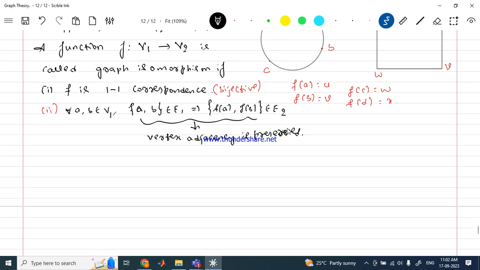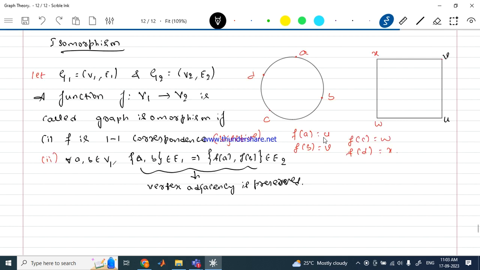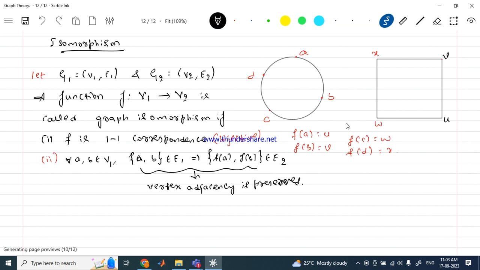What do you mean by this? Okay, so this is just saying this. Suppose in this example, if I interchange the positions of U and V, see what happens. If this is my V and this is my U. Now in this graph, A and B are adjacent. Their images are U and V. So in this case it is not becoming an issue. Then C and D, X and U.